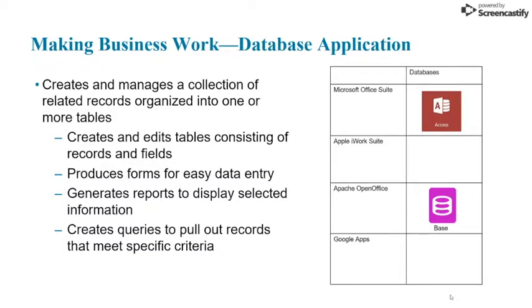The records in the table of the database application contain information about one single person or one single product. So each record has fields such as name, address, product identification number, those sorts of attributes. Again, Microsoft has Access as one of the primary database pieces of software, and OpenOffice has what they call Base, and there is no database software for either Apple iWork or Google Apps.